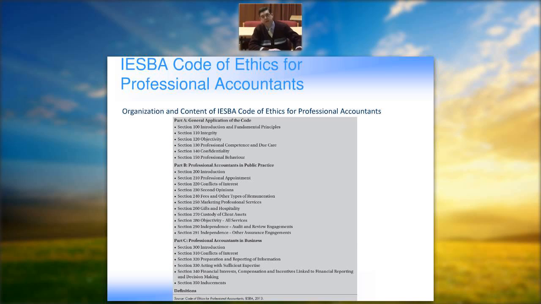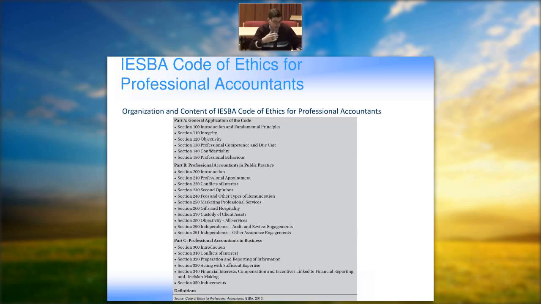The world governing body of accountants is called IFAC, the International Federation of Accountants, and a subcommittee of IFAC is called the IESBA, the International Ethical Standards Board for Accountants. The IESBA produces a code of ethics. It might be a little hard to see on the screen, but you can download it afterwards. Essentially there are three parts to it. The first part is about the general application of the code, the second part is about accountants in public practice, and the third part is about accountants in business.